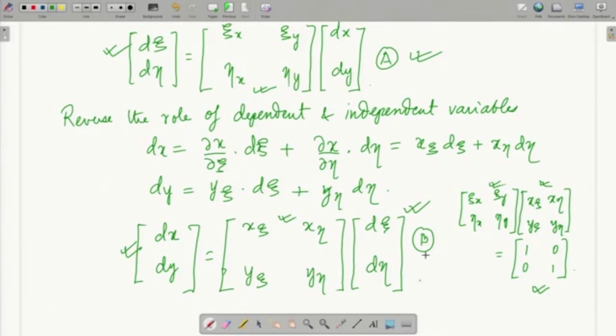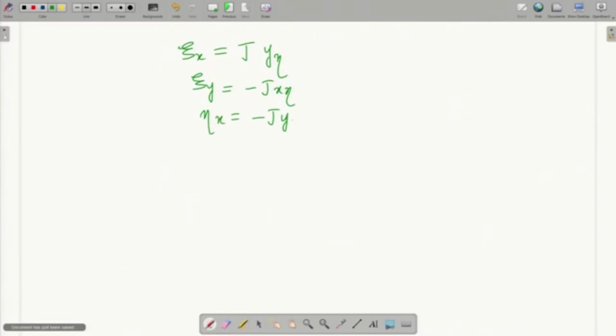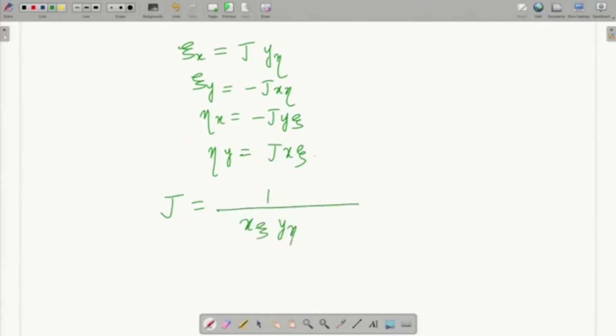Now, from there we can obtain some relations which connect these matrices through matrix inversion, whereby a term J comes up, which is called the Jacobian of transformation. Physically, how is it interpreted?